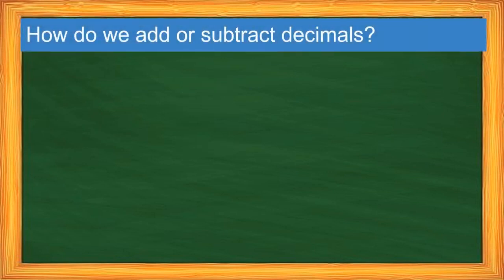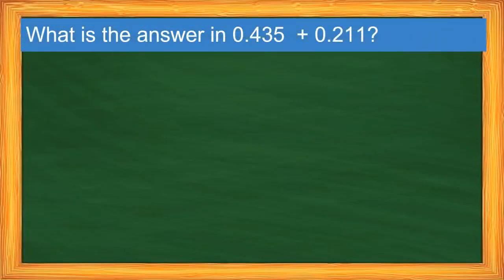Now, how do we add or subtract decimals? Now, bago ko sagutin yan, let's have this example. What is the answer in 435 thousandths plus 211 thousandths? Right, the same way with whole number, kailangan arrange natin in column. Okay, ang kaibahan lang is dapat naka-align ang decimal. So, yun lang kaibahan nun kasi may decimal. So, align natin ang decimal, right?